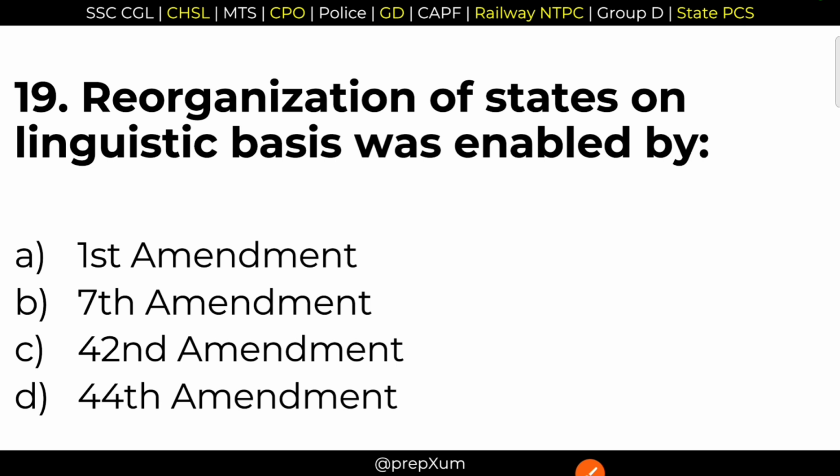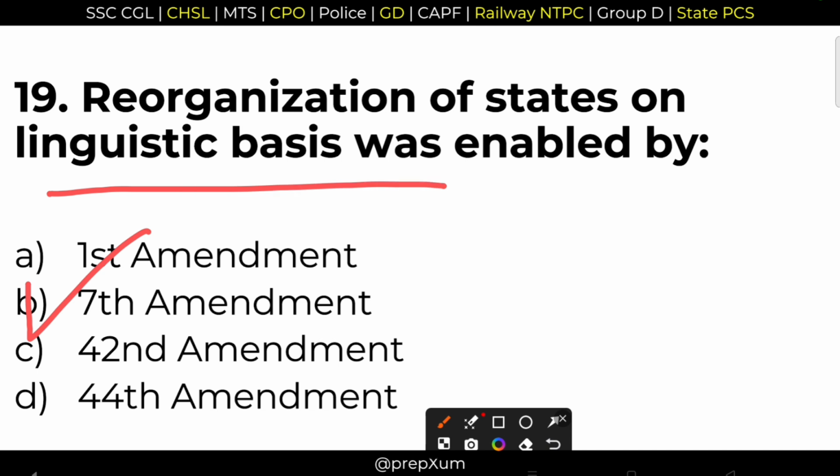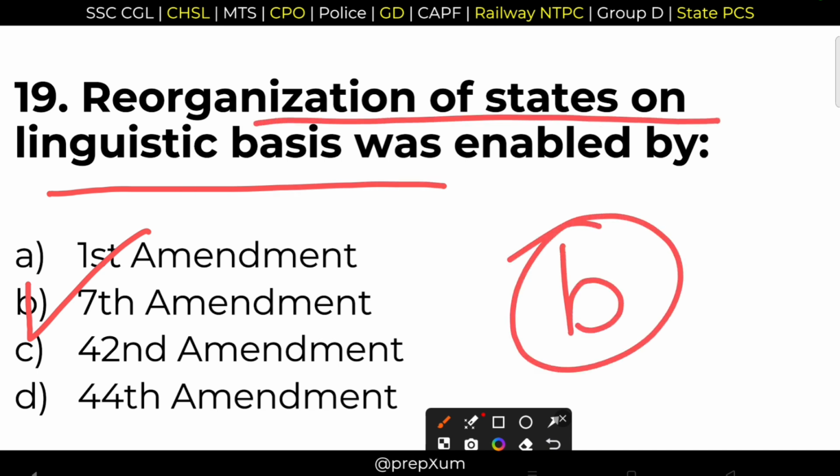19. Reorganization of states on linguistic basis was enabled by the 7th Amendment. Option B is the correct answer. The 7th Amendment added the reorganization of states on linguistic basis. Option B is the correct answer.